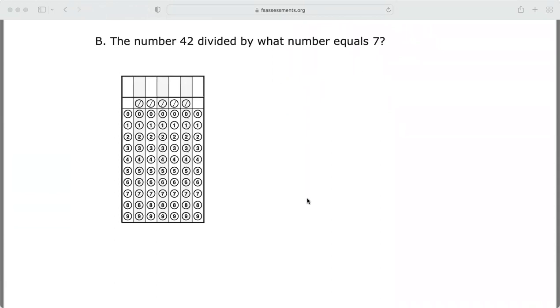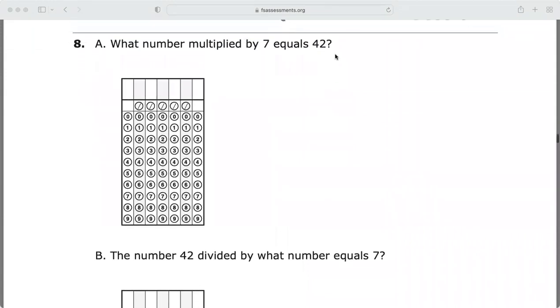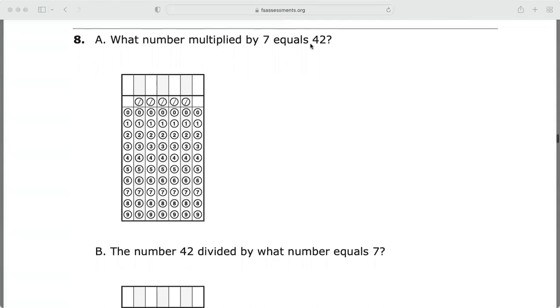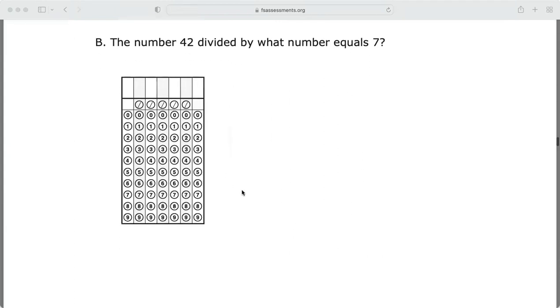Okay, part B, the number 42 divided by what number equals 7? So this is basically the same thing as this last question. 42 divided by 7 is 6.